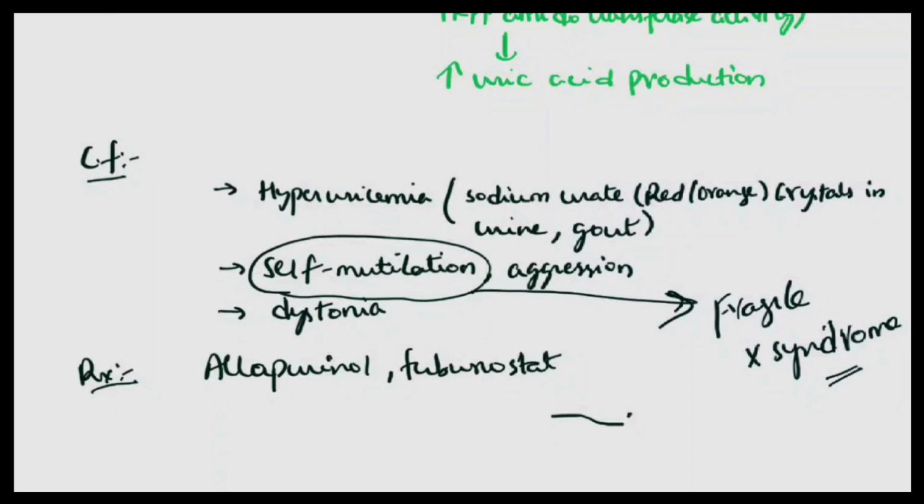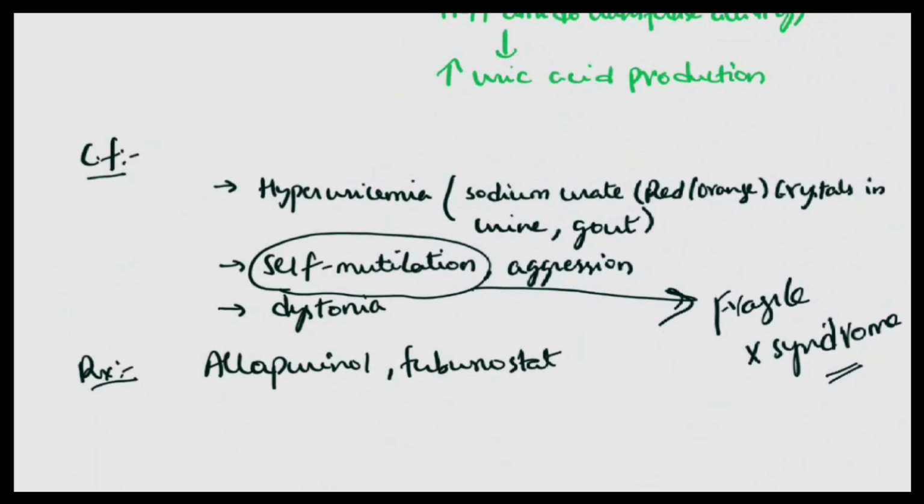First Aid has a very good mnemonic, HGPRT. H stands for hyperuricemia, G for gout, P for pissed off, that is aggression and self-mutilation, R for red orange crystals in the urine, which are nothing but sodium urate crystals, and T for tense muscles, that is dystonia.